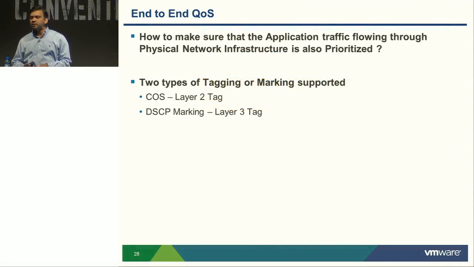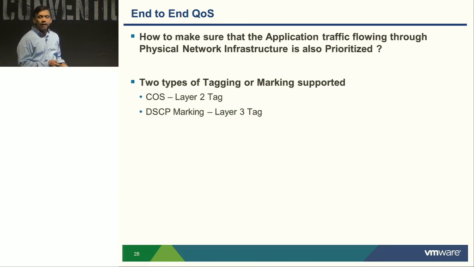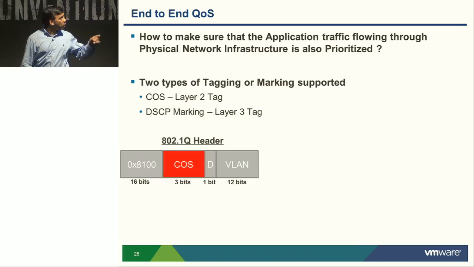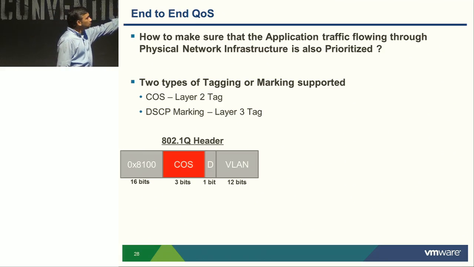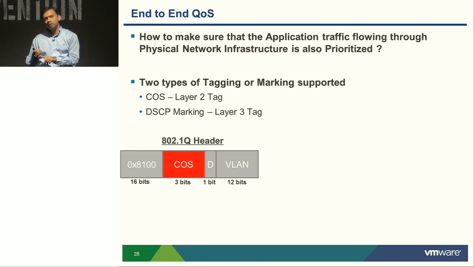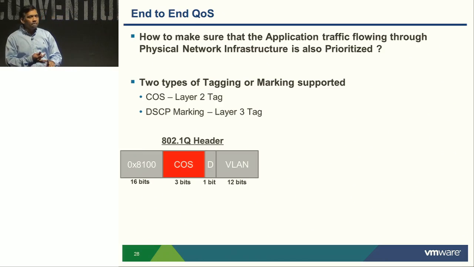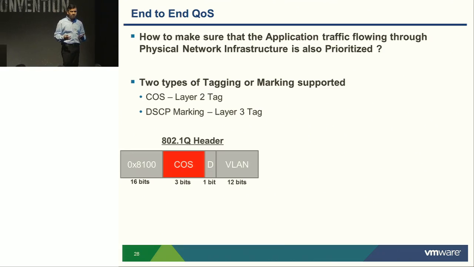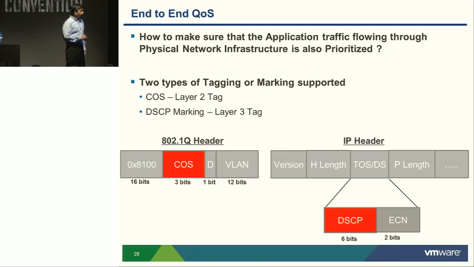So what are the different tagging capabilities? There are two tagging capabilities. One is called class of service, which is the layer 2 tag, and another one is the DSCP marking. The DSCP marking is introduced in 5.5, where you can do the layer 3 tag also. When you look at the layer 2 header, the class of service is a 3-bit field. So you have 0 to 7 values. Whenever you tag a traffic to 7, that means it's important traffic. When you don't tag it, that means you don't care about that traffic type. So that is the class of service field there.